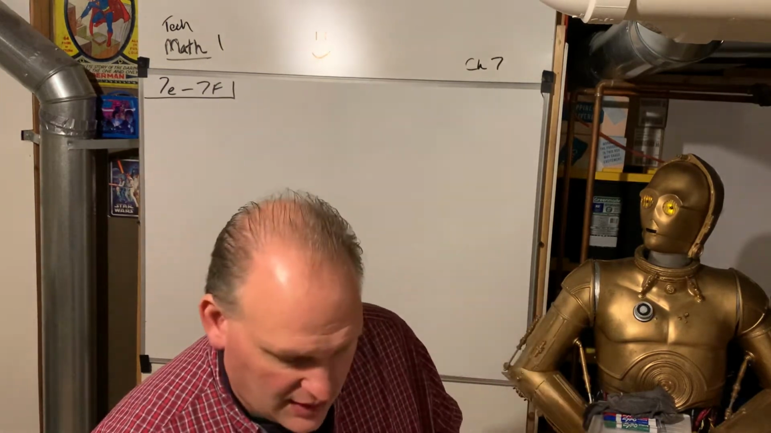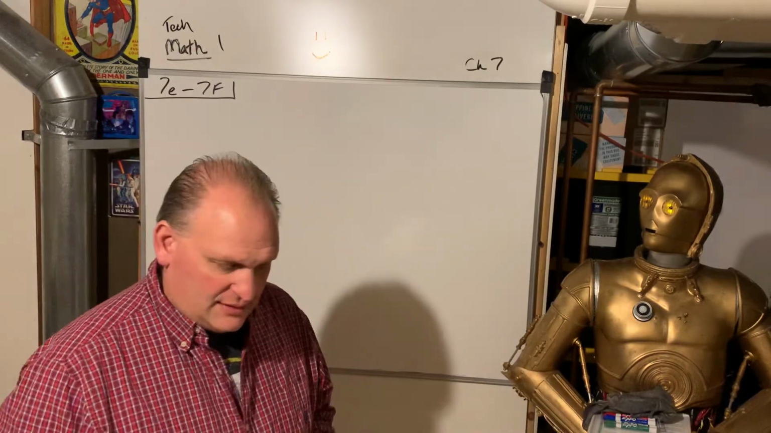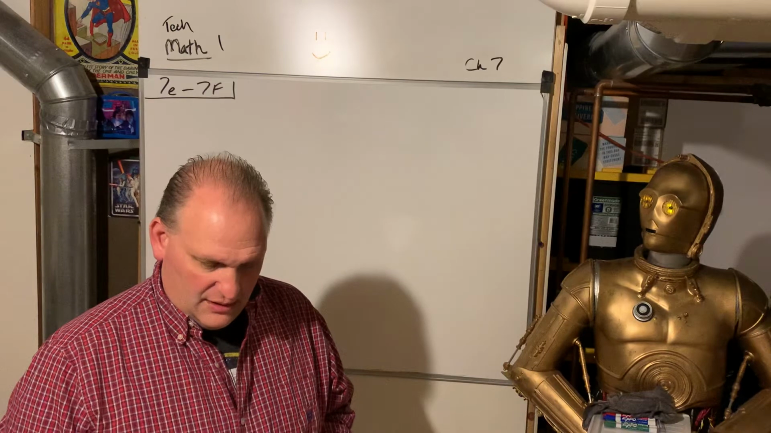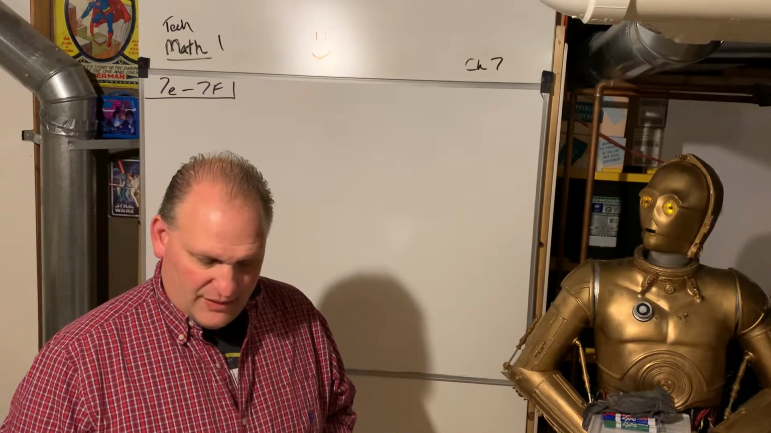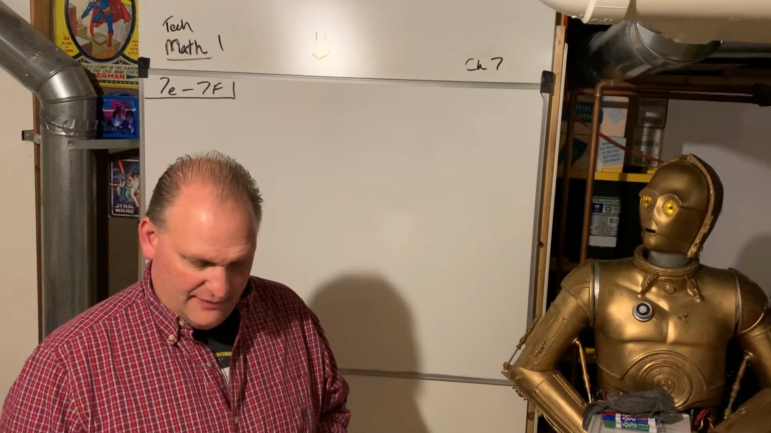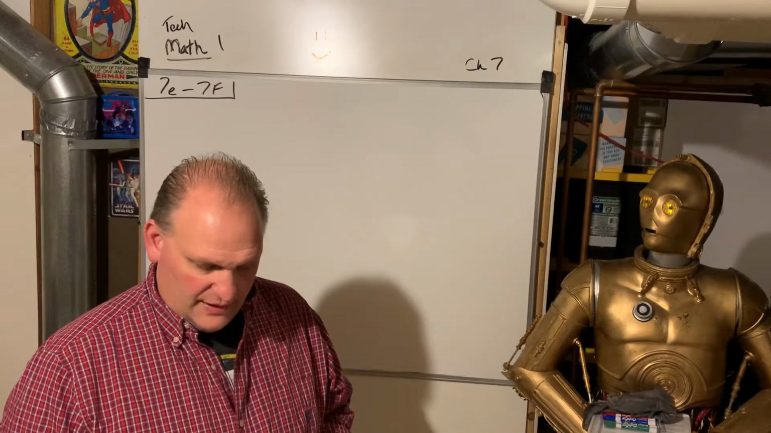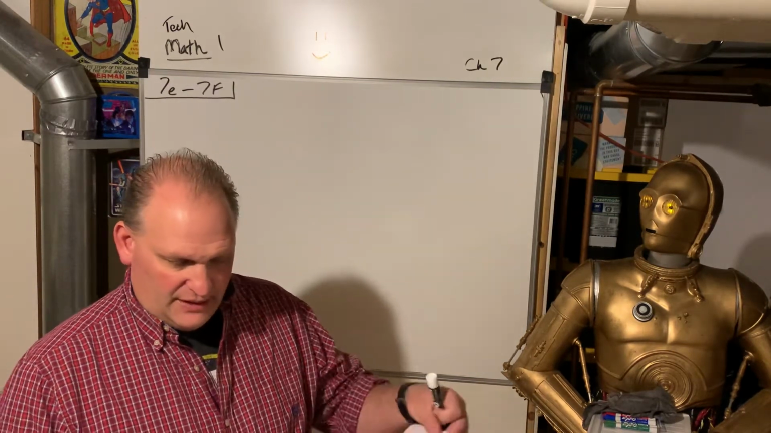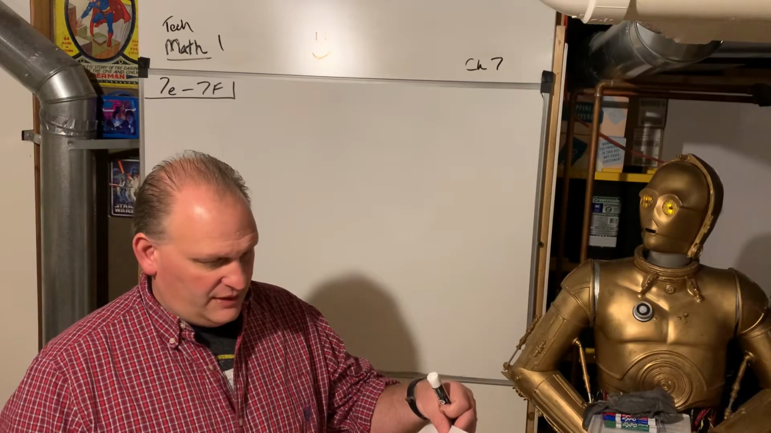Perpendicular means two lines intersecting to make a 90-degree angle, right? And adjacent means they have a common side. All right. So those are not really any big new things.